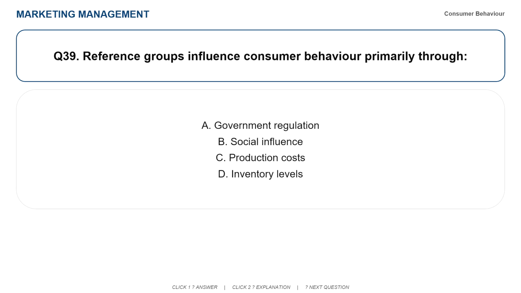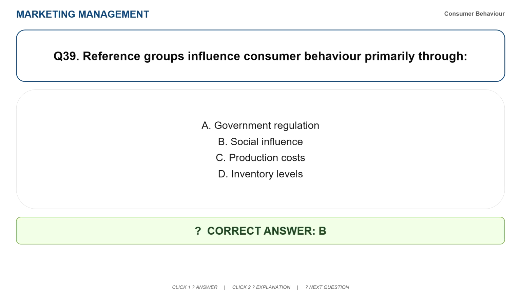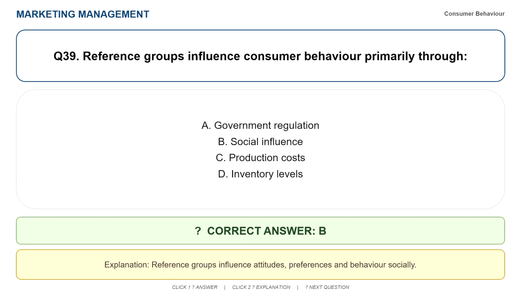Question 39. Reference groups influence consumer behavior primarily through. Option A, government regulation. Option B, social influence. Option C, production costs. Option D, inventory levels. The correct answer is B. Explanation. Reference groups influence attitudes, preferences, and behavior socially.